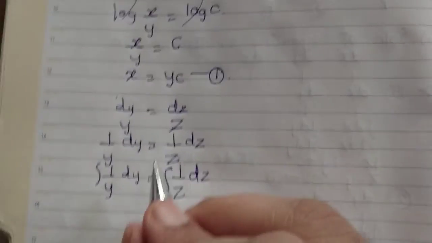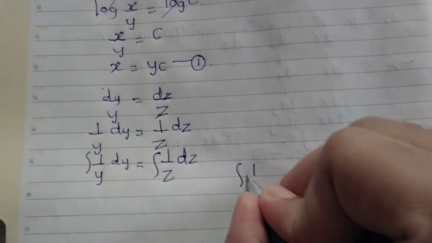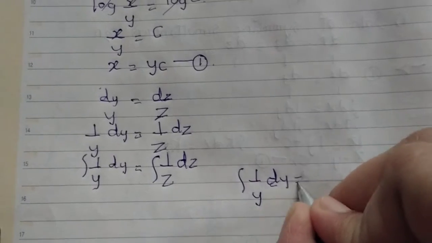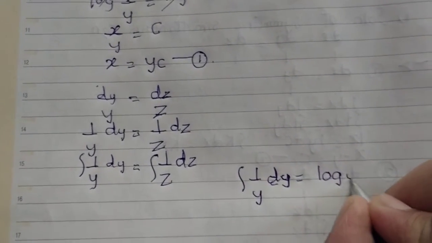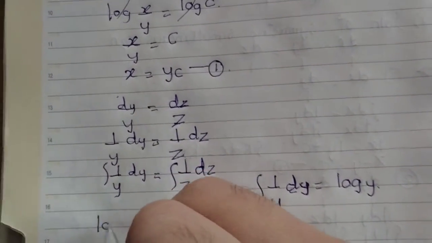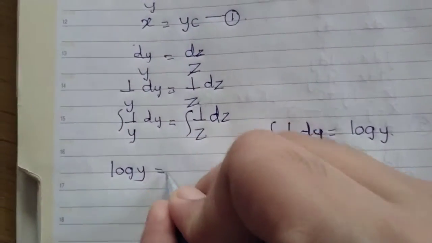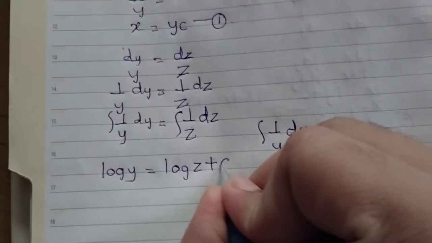Now as you have seen previously, integration of 1 upon y dy, the answer is log y. So we can write here log y is equal to log z plus c.